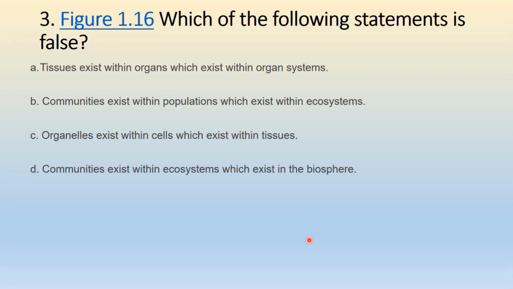And then communities exist within populations. That's also false. Organelles exist within cells. That's true. And then communities exist within ecosystems. That's also true. Okay, so the one which is false according to you, it's B. And A. B and A. Yeah, I would say A is correct.